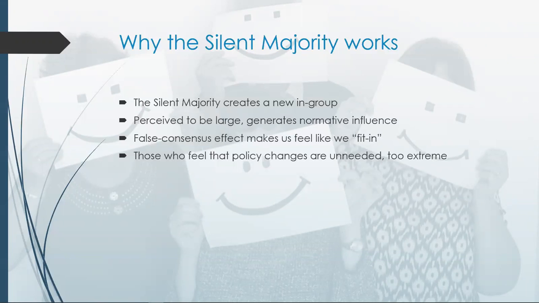The other reason that the silent majority works so well is because it is silent. And therefore, the false consensus effect makes us think that the silent majority consists of people that we agree with. So what is the false consensus effect? The false consensus effect is the idea that people believe that others share the same ideas and opinions that they have.